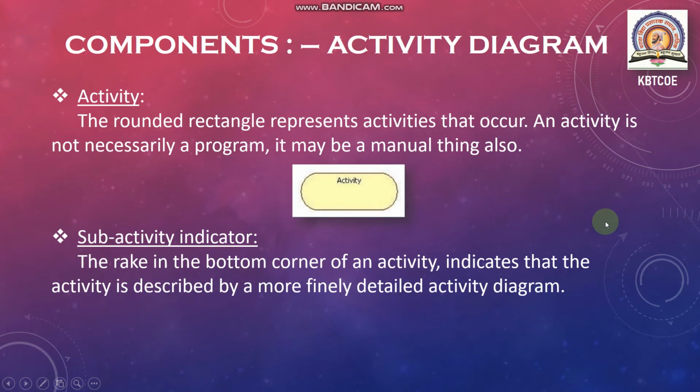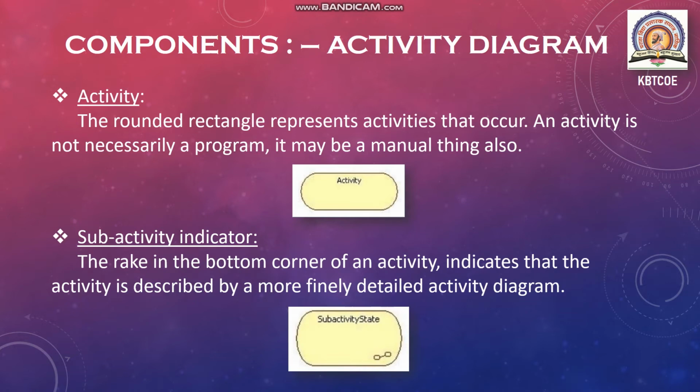Sub-activity indicators. The rake in the bottom corner of an activity indicates that the activity is described by a more finely detailed activity diagram. When we want to include much more detail in our activity diagram, sub-activity indicators are used. As you can see at the right bottom of this box, that rake indicates that it's the sub-activity which is carried.